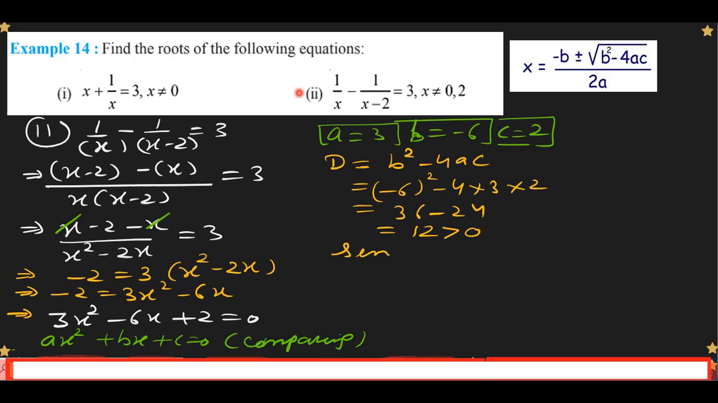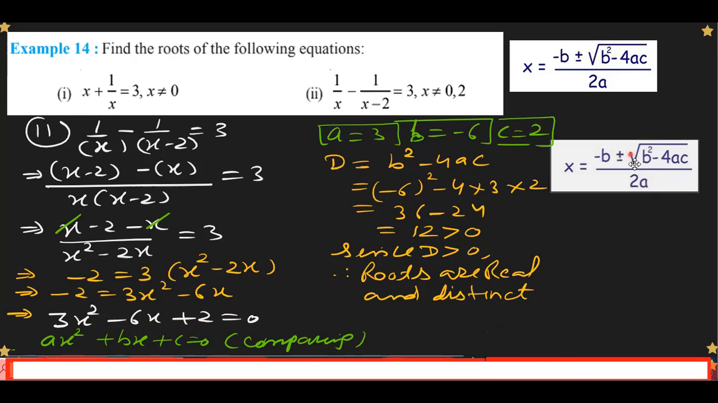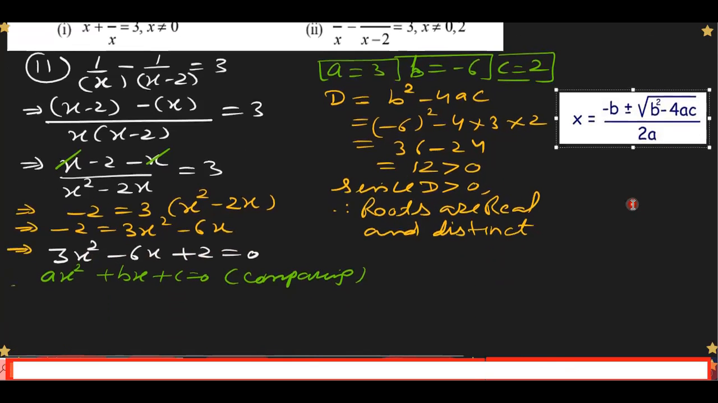So since discriminant is greater than 0, therefore roots are real and distinct. First of all हमें LCM लेके इसको इस form में लिखा, ये quadratic form हुई. फिर a, b, c का हमने पता किया, फिर discriminant से इसका nature of roots का पता किया. अब क्योंकि ये इसके roots real है, now we can determine it, we can find the value of it. So how to find out?